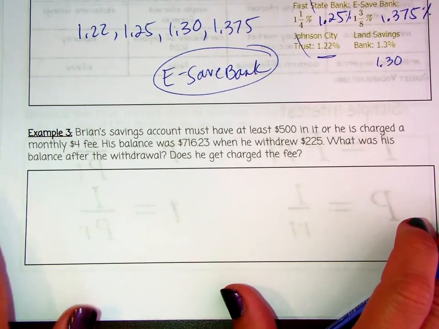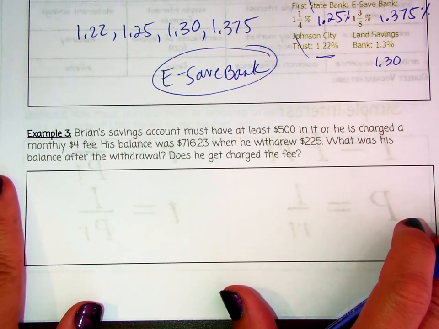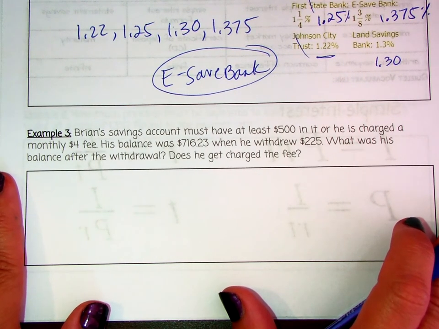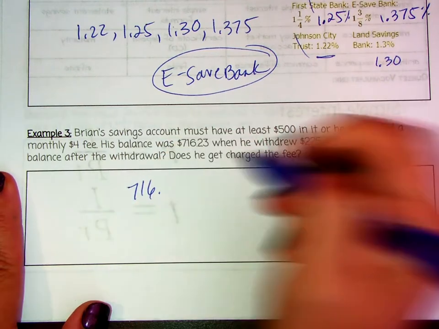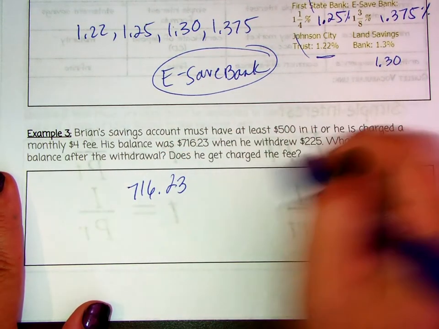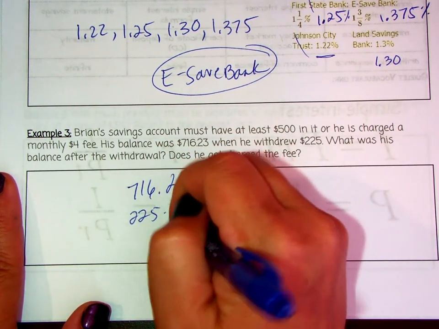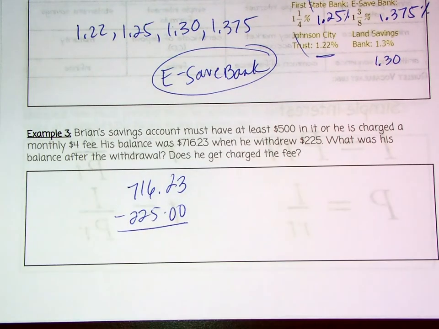Next one, Brian's savings account must have at least $500 in it or he's charged a $4 monthly fee. His balance was $716.23 and he withdrew $225. So let's use our calculators and see how much he now has in the account.